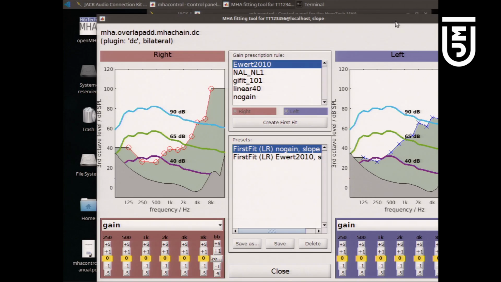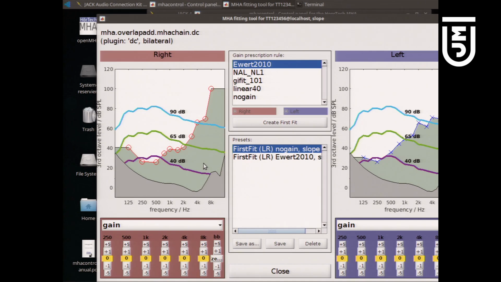So, what you then see here, these thick lines, are the International Long-Term Average Speech Spectrum from a publication at about 1999 or so. You can look it up. And we have just these spectra at different levels.